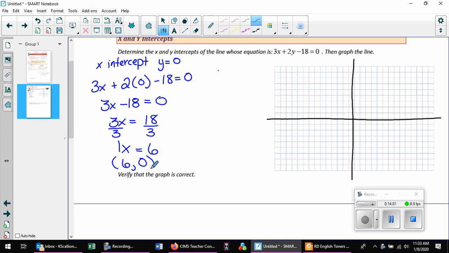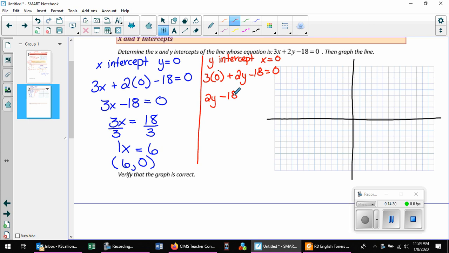All right. So now we're going to do our y-intercept. What do we know x is at our y-intercept? 0. So we're going to substitute 0 in where we see x. So 3 times 0 plus 2y minus 18 equals 0. So 2y minus 18 equals 0.